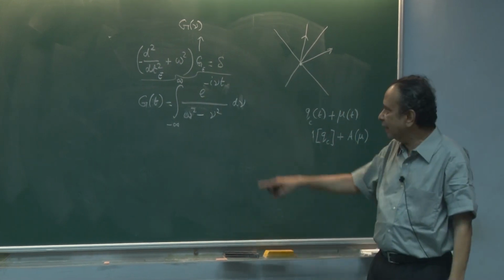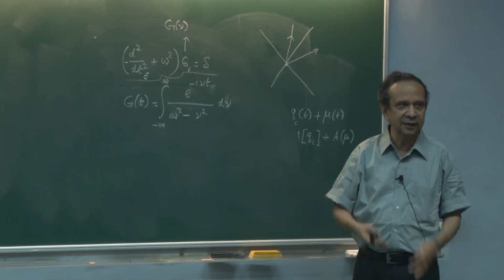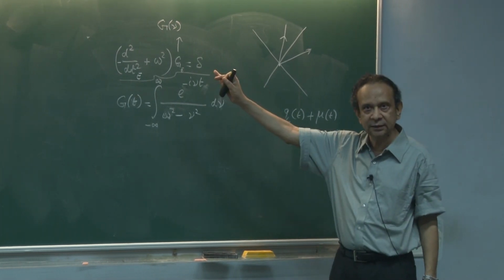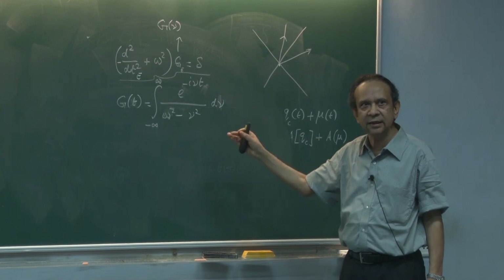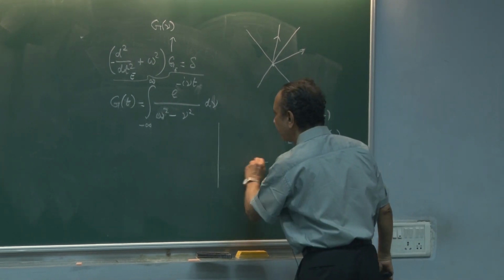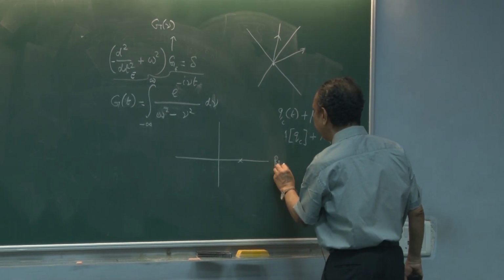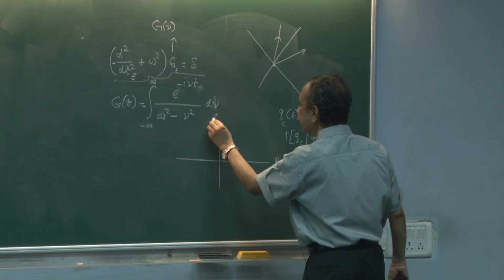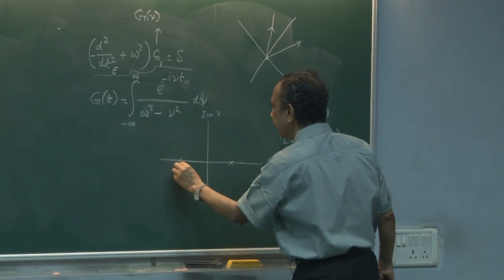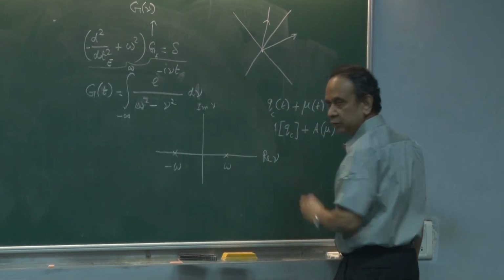Okay. Now, can I give a prescription so that I get the same result? Because the result is defined in the Euclidean sector, but I do not want to go to the Euclidean sector and come back. How do I do that? Okay, you take a look at it. Where are the poles? This is real of nu, this is imaginary of nu. The poles are at omega and minus omega, and you are supposed to go along this.